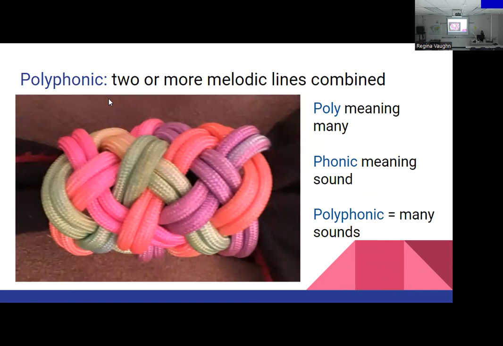The word we use is polyphonic. Polyphonic is more than one melodic line combined. They can work together in tandem and make a pleasant harmonic sound, consonance, or they can work against each other and make a less pleasant sound, dissonance. But if there are two melodic lines that are combined, two distinct musical ideas or lines, that's polyphonic texture. Poly meaning many, phonic meaning sound, polyphonic.